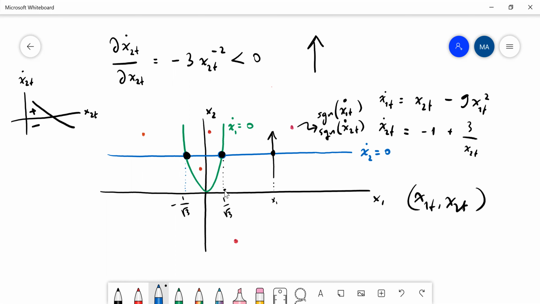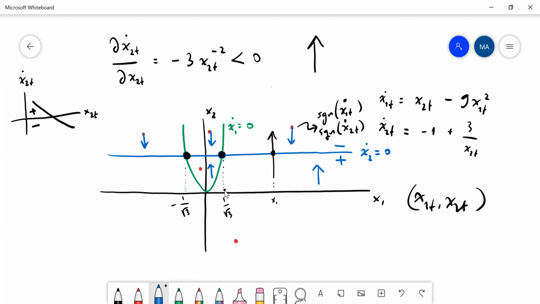Now this derivative is always negative, right? Because this is a square term, and then there's -3 here, so this is always negative. For this reason, if x2 increases, x2 dot constantly decreases, right? So if this blue line represents x2 dot being equal to 0, then I have plus here and minus here. So what does it mean? In this region and in this region, it increases. In these regions, it decreases, right? Remember, we have 5 regions. 1, 2, 3, 4, 5.